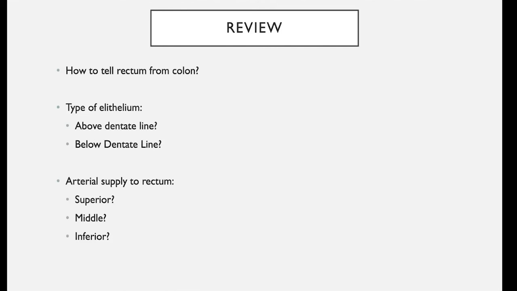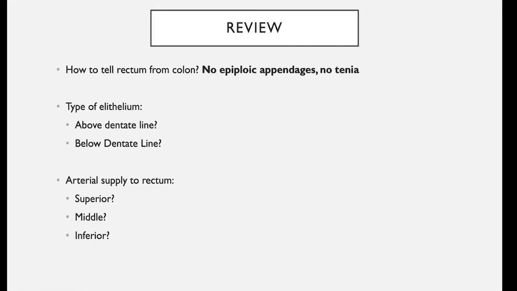Good, yeah, good. So I heard it. There's no epiploic appendages, and the tinea coli actually end. The rectum has that full 360 degree muscle layer. So there are no tinea in the rectum. What's the type of epithelium lining above the dentate line and below the dentate line? Above the dentate line is columnar, and below is stratified squamous.